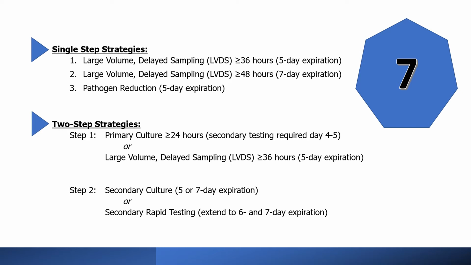There are at least 7 pathways to implement bacterial risk strategies. Some are single-step strategies and some are 2-step strategies. The single-step strategies include 2 methods for large volume delayed sampling, one with a 5-day expiration and one with a 7-day expiration. Single-step strategies also include pathogen reduction technology. This would be your Sorrelin-treated platelets.